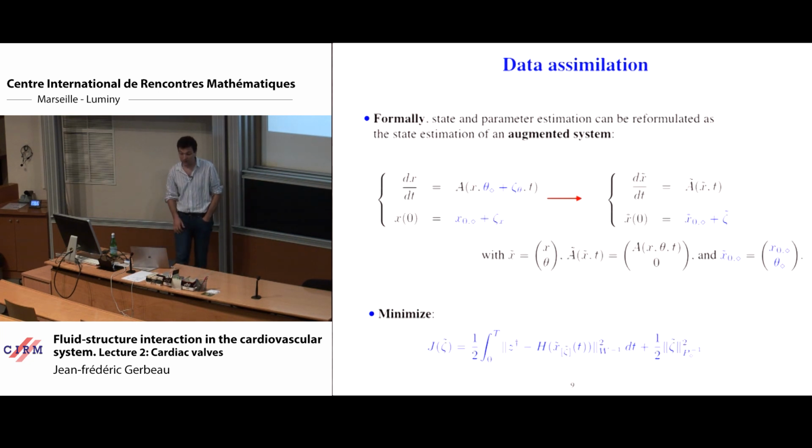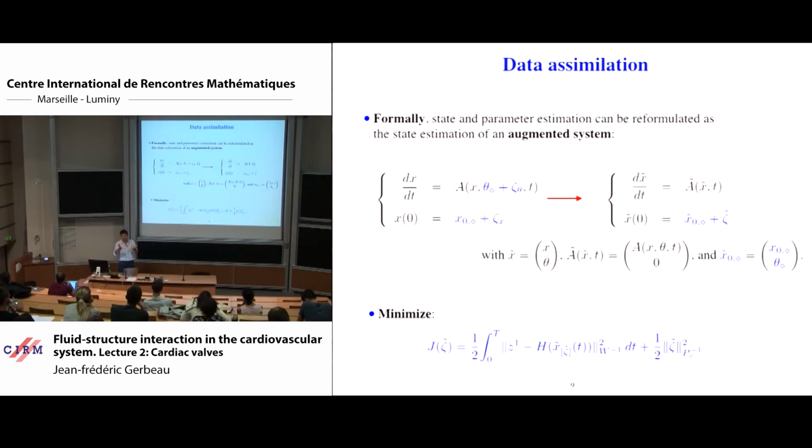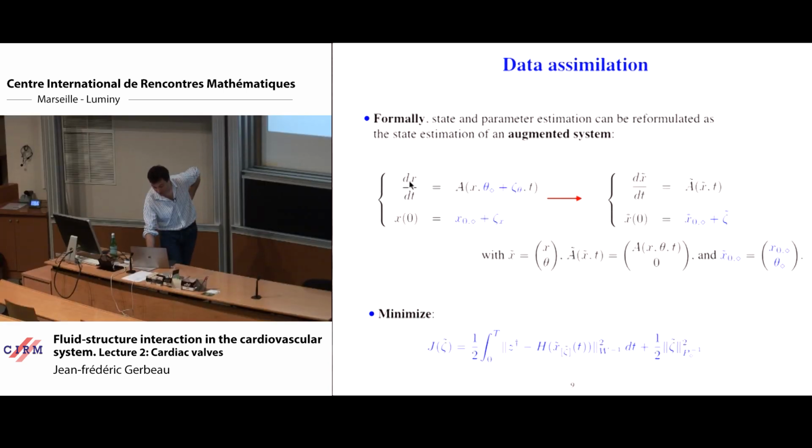Another reminder is that formally the difference between state and parameters can be forgotten, in the sense that you can consider that your parameters are special state variables with zero dynamics, which allows you to reformulate the problem in state and parameters just as a problem of state estimation. This is purely formal, but convenient for the presentation. And so what you want to do is to minimize this formula.